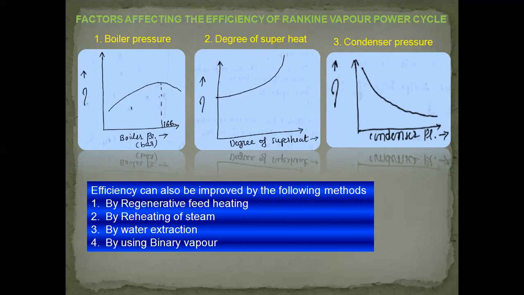There are other ways or methods by which the efficiency can also be improved. The first and foremost method is regenerative feed heating. Second is reheating of steam. Third one is water extraction. And fourth one is using binary vapor. Each one of these will be discussed in detail with the help of the schematic representation and the corresponding property diagrams in the subsequent session.